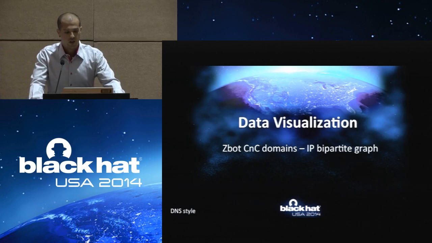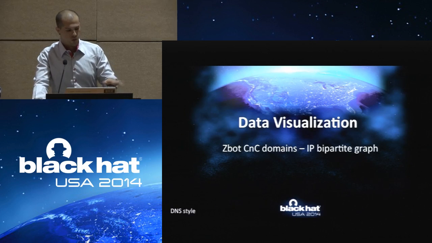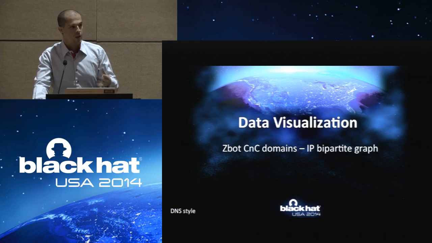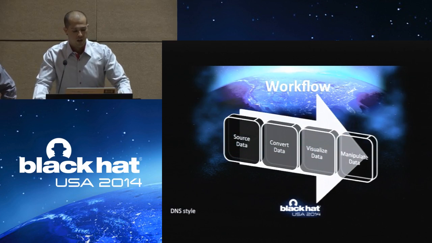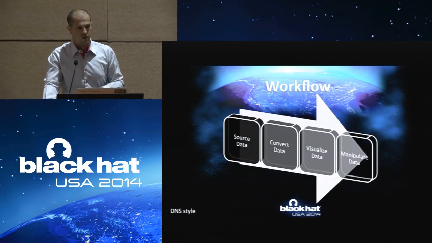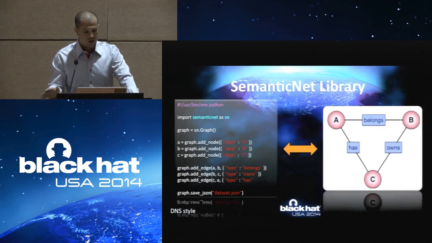As Dhia explained, there are two different techniques to extract graph data. We can extract ZBot CNC domains with their IPs. And now I would like to propose a way to visualize it. Let's take a look at the workflow first. We're going to take the source data, which are the logs, and convert it with our own Python library. Then we're going to visualize it. And finally, we can manipulate it a little bit.